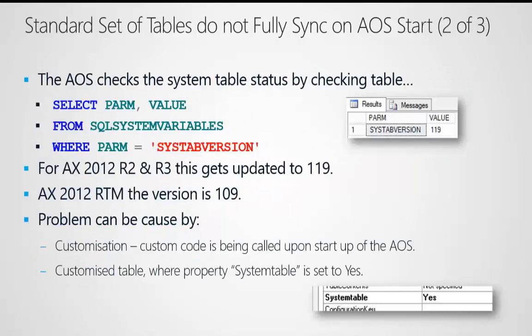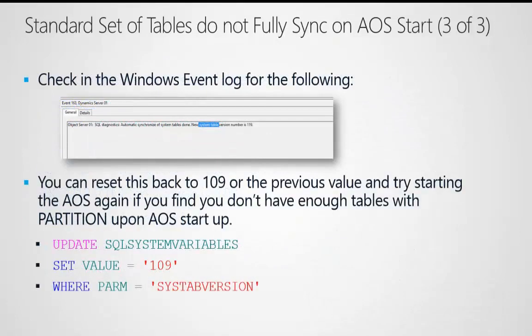Once the tables are upgraded, the AOS will actually update a record within the SQL System Variables table, and we set the systab version in the field palm to equal value 119. In AX 2012 RTM, this version was 109. One possible cause for this is where there's customization in the system and some of the customized tables have the system table property set to yes. It's always worth checking as well within the Windows event log that you see this message that the new system tables have been upgraded to 119.